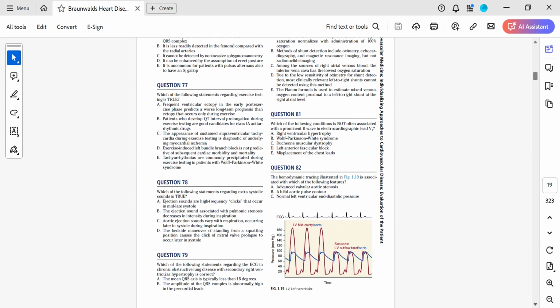B, a bifid aortic pulse contour is present here, which is true. As I've explained, this is the spike and dome appearance of a bifid aortic pulse. Then C, normal left ventricular end diastolic pressure. That is false. Like I said, in hypertrophic cardiomyopathy, the LV end diastolic pressure is usually elevated, and the normal LV end diastolic pressure should be less than or equal to 12 millimeters of mercury. From this graph, we can see that it's closer to 20 millimeters of mercury, so it's definitely elevated.